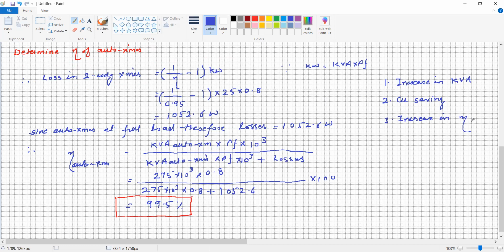Even though these are the advantages of auto transformer, there are some major limitations. One is the problem of isolation. We never use an auto transformer as a distribution transformer.